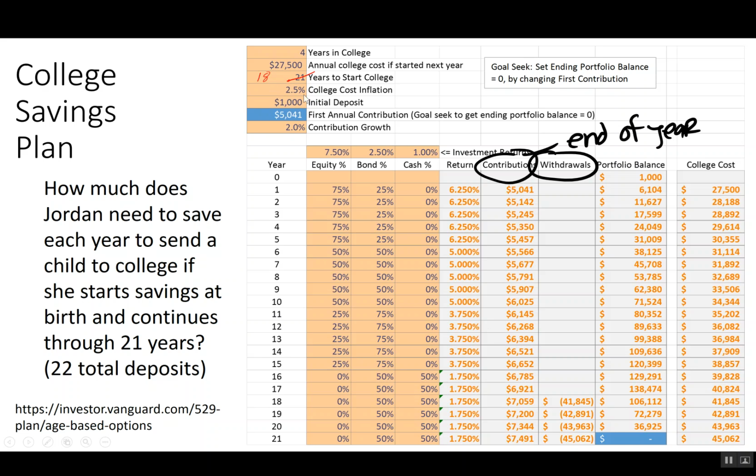And let's have an initial deposit. Say the day the child's born, you get maybe a savings bond or something worth $1,000. The question is, how much do you need to save every year for 21 years in order to pay off college? Let's go to the worksheet.